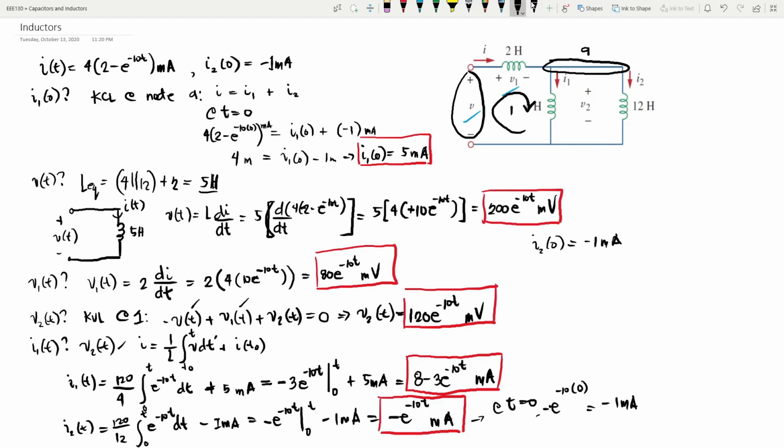Now same with I1 of t. We know that the initial value for I1, or I1 of 0, is 5 milliamperes. So using this equation right here, at t equals 0, this expression becomes 8 minus 3 e to the negative 10 times 0, which is equivalent to 8 minus 3, equivalent to 5 milliampere.